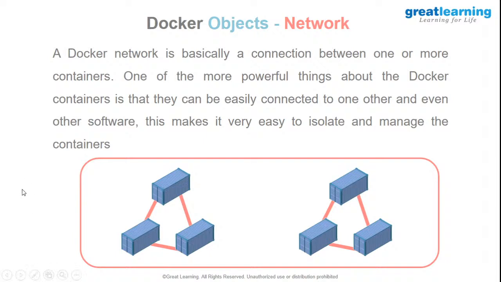So suppose I created a container outside the layer of this network, then it will not be able to talk to any of these containers. So it creates a layer of abstraction where it only creates a need-to-know basis connection between these containers based on your requirements. So that's a Docker network.